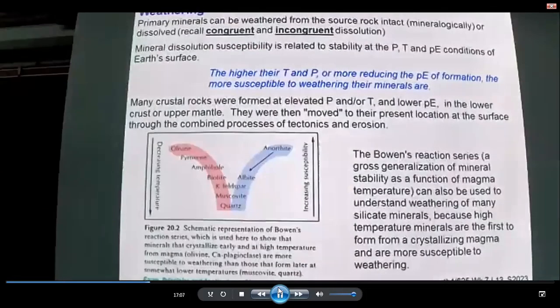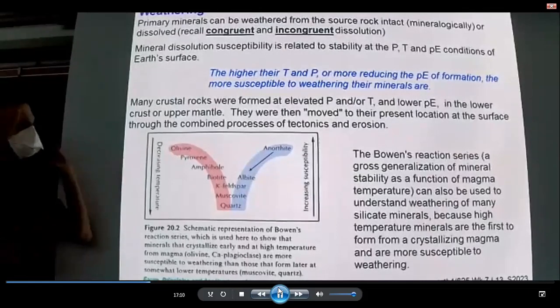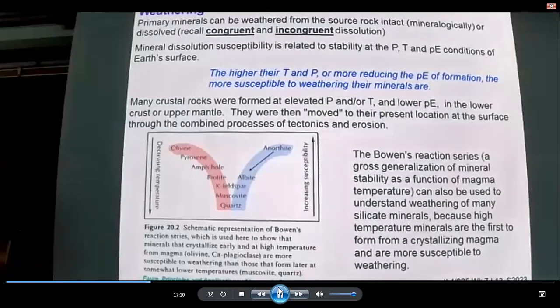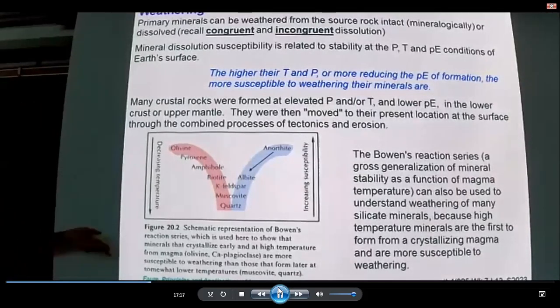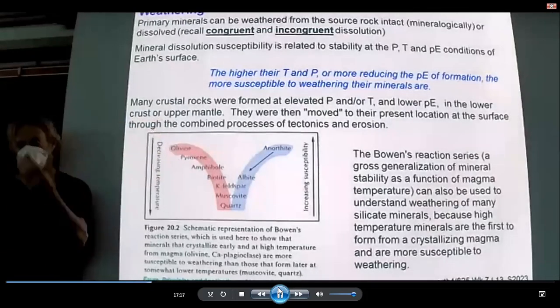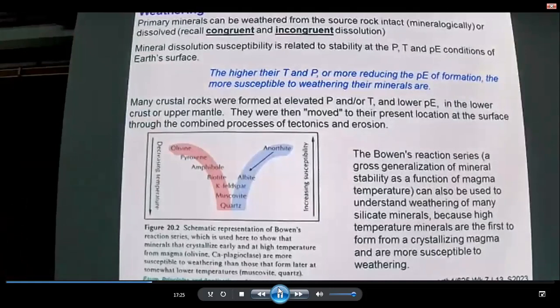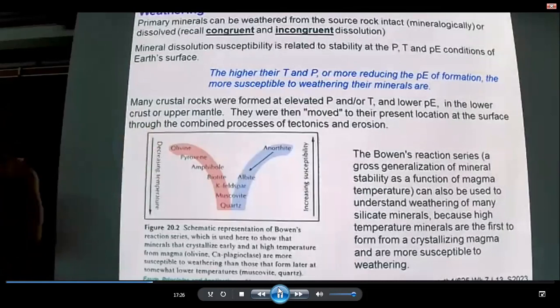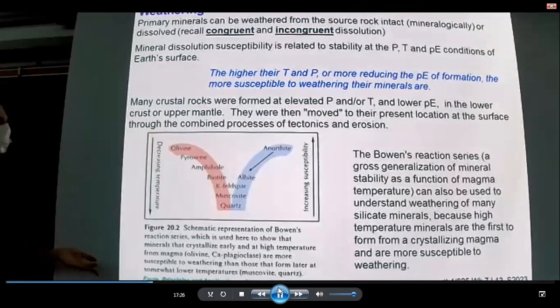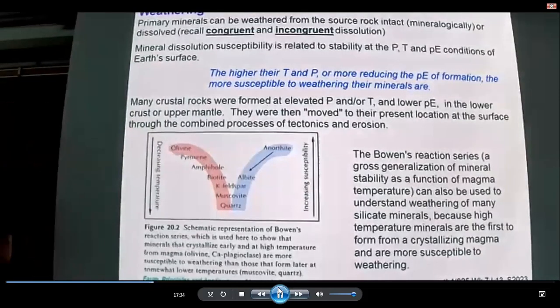Okay, so here's where I asked you all if you remember the Bowen's reaction series, and most of you nodded your heads, a few of you didn't. And so for those of you who didn't know, I reminded you and the others that the Bowen's reaction series is something that was developed in the early 1900s to explain how minerals change or evolve in a magmatic system as a function of temperature and pressure. So as a magma starts to cool and rise to the surface, we form different minerals from it.